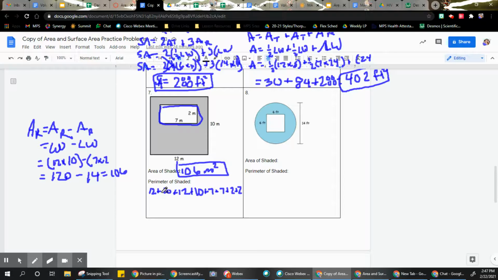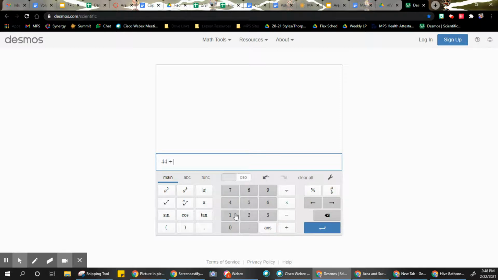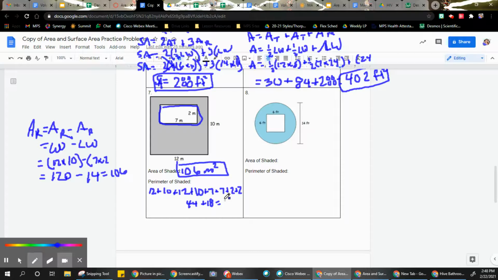So 12 plus 10 is 22, plus another 12 is 34, plus 10 is 44. So then that gives us 7 plus 7 is 14, plus 4 is 18. So then I have 44 plus 18. So if I wanted to plug that into the calculator just to make sure I know 100%, 44 plus 18 is going to give me 62. So then I have 62 feet for my perimeter.